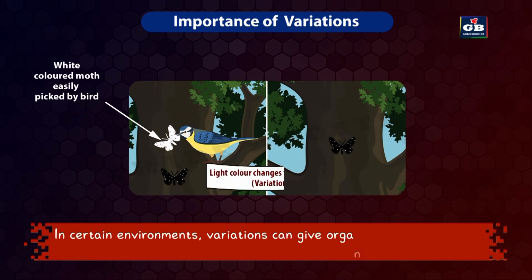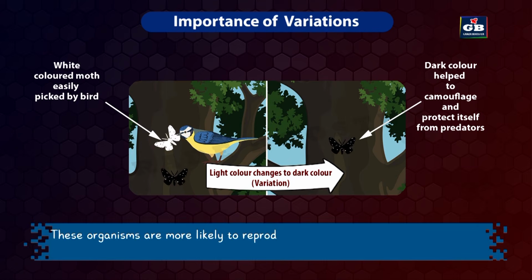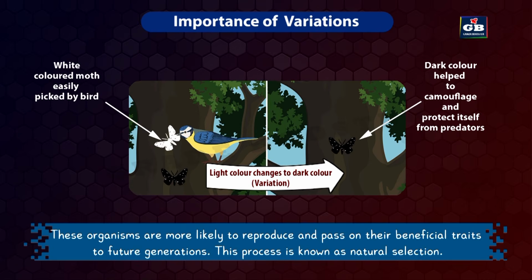In certain environments, variations can give organisms an advantage, allowing them to survive better than others in their population. These organisms are more likely to reproduce and pass on their beneficial traits to future generations. This process is known as natural selection.